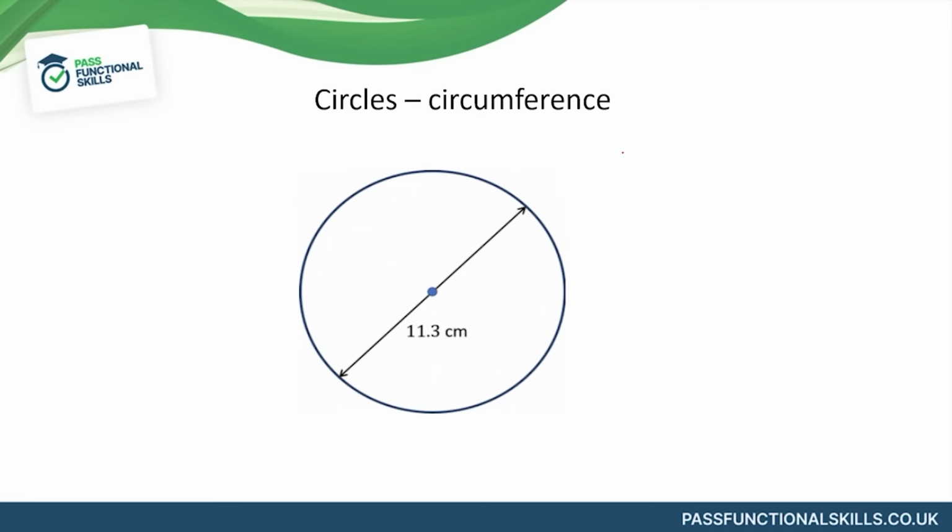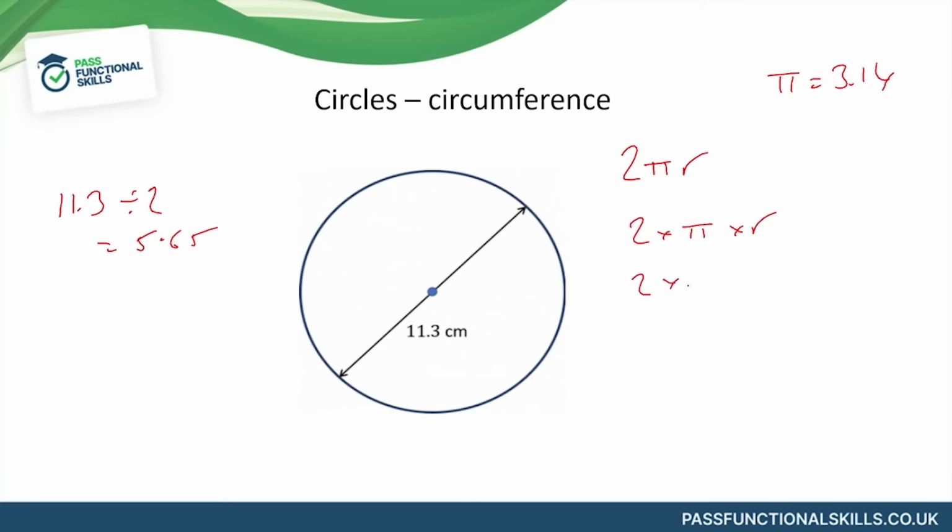Okay, let's do another example. Again, the formula for the circumference is 2 pi r, so 2 times pi times the radius, and let's assume pi is 3.14. Now, we've been told that the diameter is 11.3, and 11.3 needs to be halved so that we've got the radius. So the radius is 5.65. So it's 2 times pi times 5.65. Now, I don't want to confuse the issue, but we've just halved 11.3 to give us 5.65, and now we're just going to double it again.